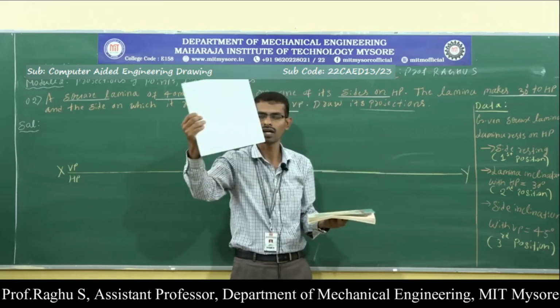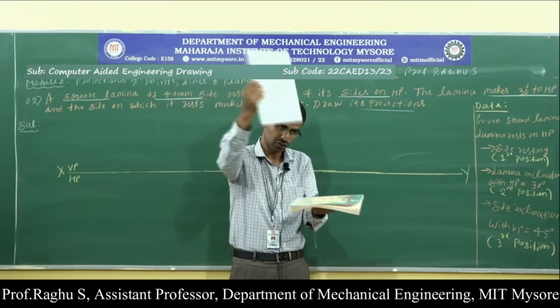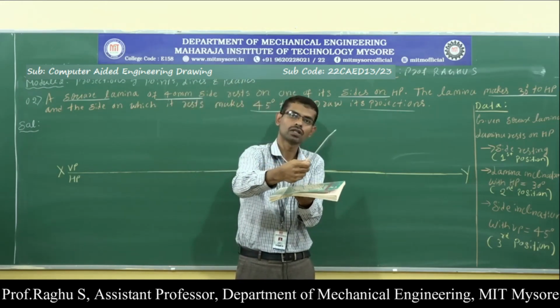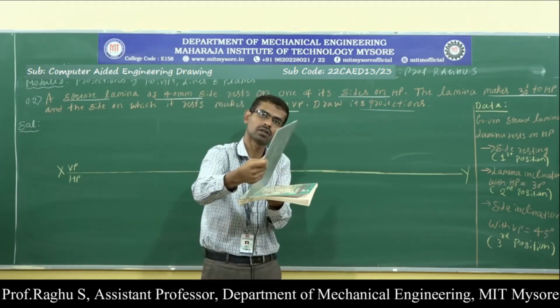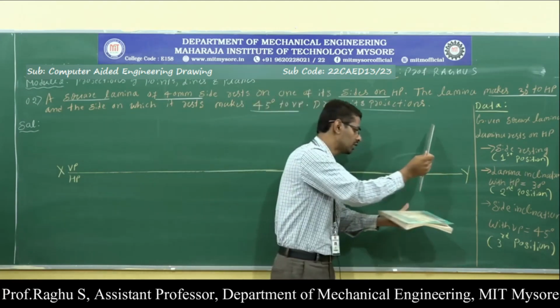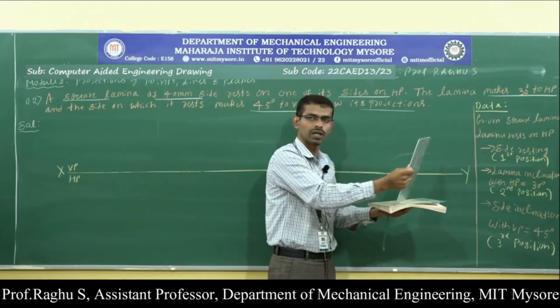Right? The given lamina is square of dimension 40 mm. Next, the lamina rests on HP with one of its sides. Next, the lamina makes 30 degrees with respect to HP. Lamina inclination means surface inclination. Next, this is the resting side, and this edge is inclined 45 degrees with respect to VP.